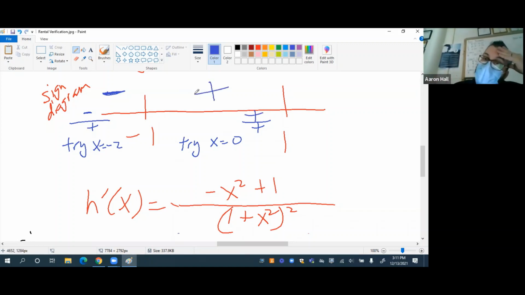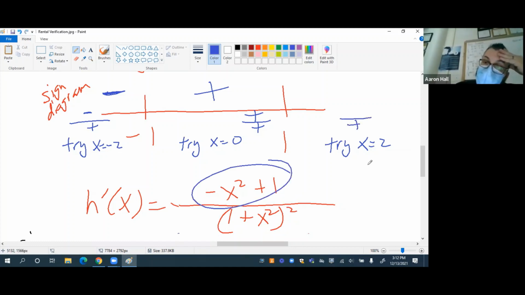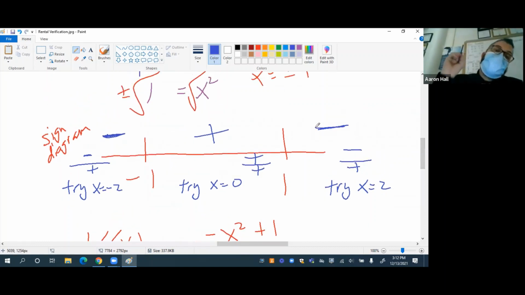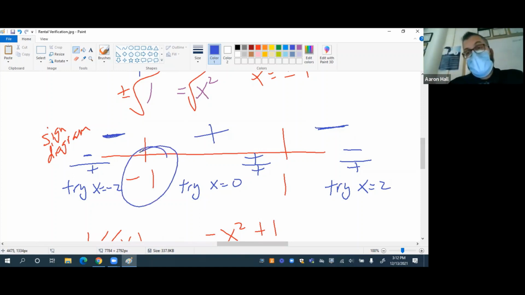Positive, okay. And then over here, louder. 2. Okay, we're going to try x equals 2. Again, anything I plug into the denominator will always be positive. And in the numerator, I plug in a 2. It's going to be negative. What's a negative divided by a positive? A negative. So what does that say about x equals -1? What is happening when x is -1?